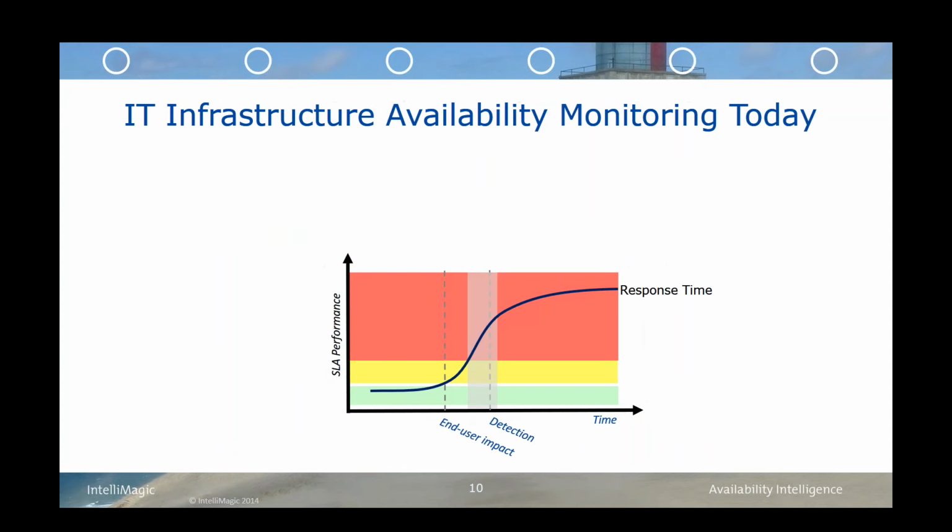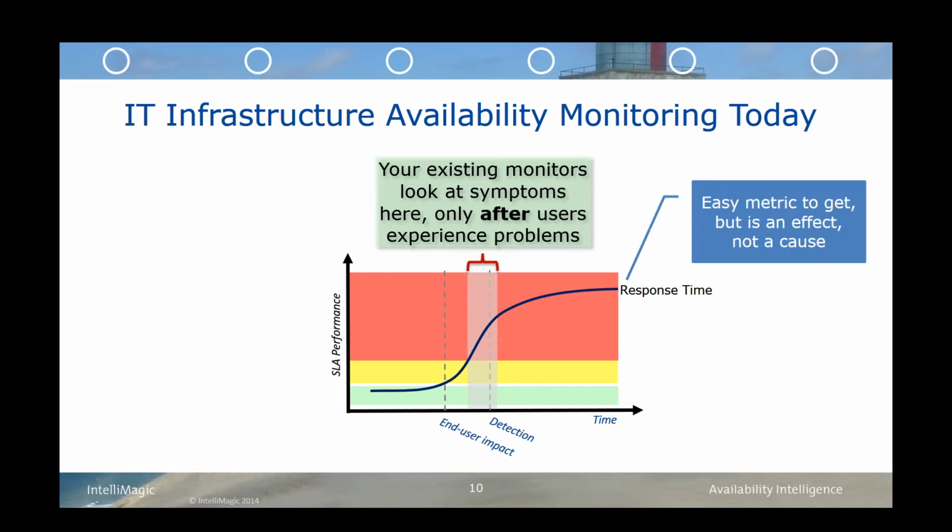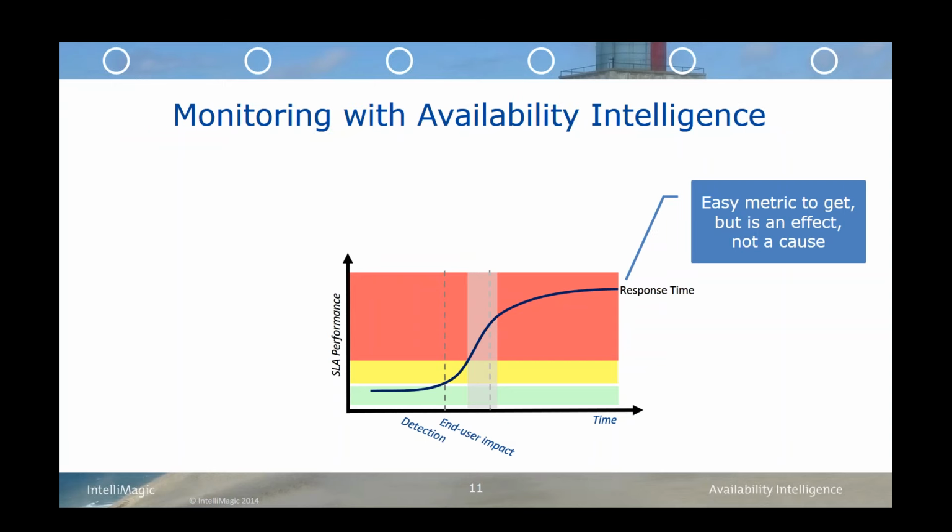This is the way we see the problem today: response times will go up, and if you have some thresholds and automated monitoring, they're typically focused on the service times, the response times. So you really only find out about it after it's already up in this red area here. The reason they're all triggered on that is because it's an easy metric to get, but it's really an effect of other issues. It's not a cause in itself.